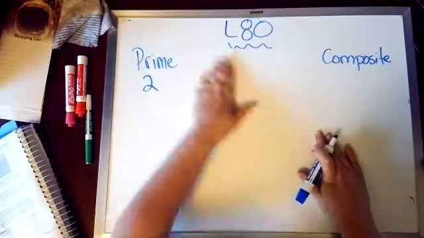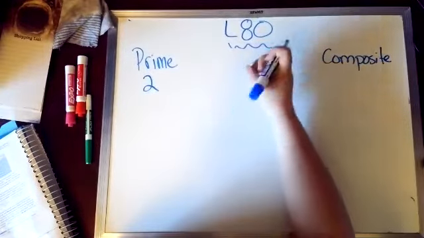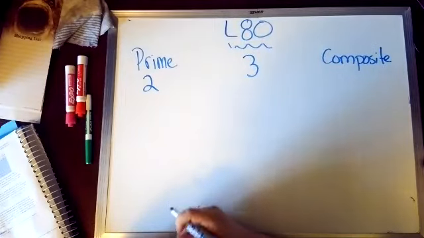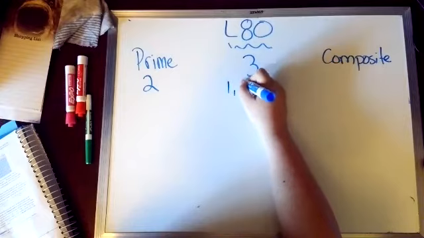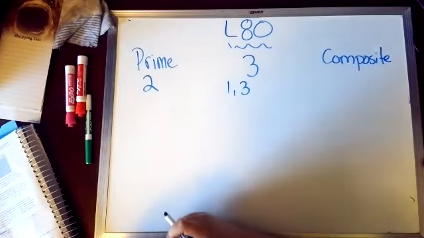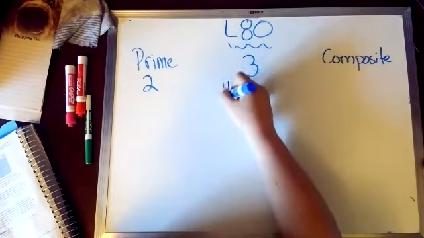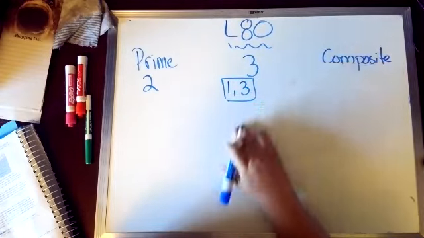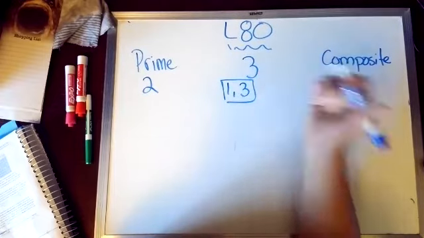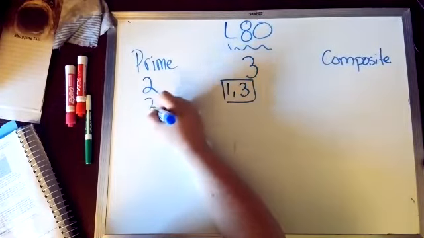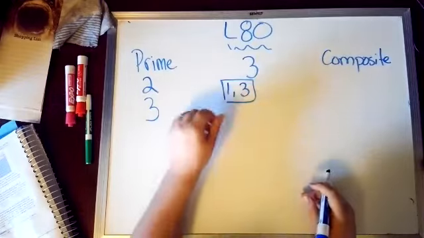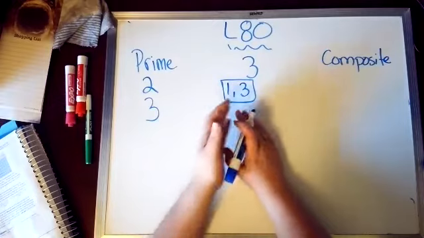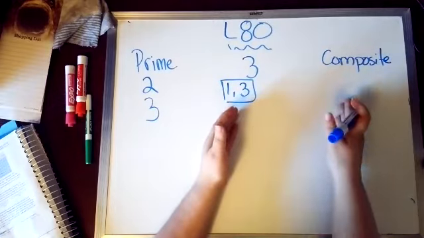Let's go to another number. Let's go to 3. What are two numbers I can multiply together to make 3? Well, I can multiply 1 by 3, and I can't really do anything else, which means this is a factor pair, and 3 only has one factor pair, which means 3 is a prime number. So if you notice, the pattern is if it only has one factor pair, it becomes a prime number. Now, if it has more than one factor pair, it is a composite number.